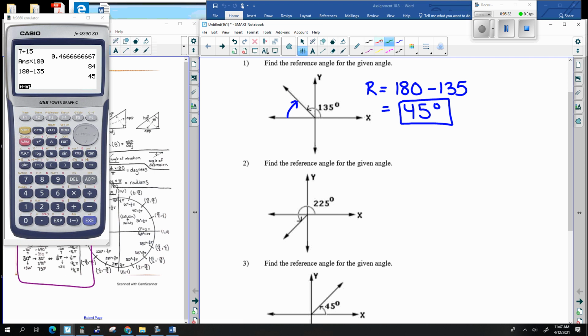What is the reference angle? This is the reference angle. Again, you go right back to the x-axis. So this reference angle in this situation is going to be the angle minus 180.